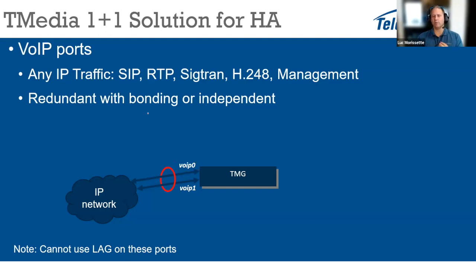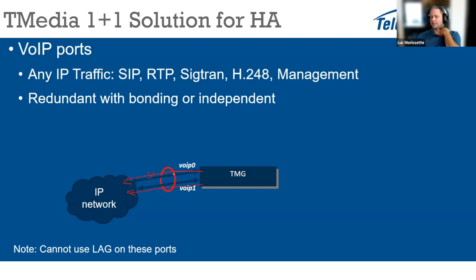That's no problem. You can do that. But in general, we want to have bonding on those ports. For example, bond VoIP 0, VoIP 1 here to the IP network. And if one of them fails, automatically it's taken over by the other port. When there's traffic, it will always go through one port only and not through the other port, unless it fails, then it's going to go through the other port.